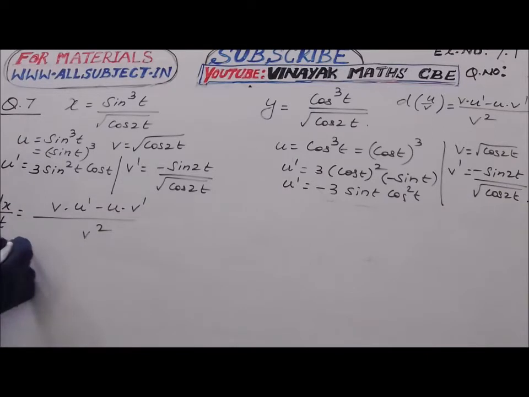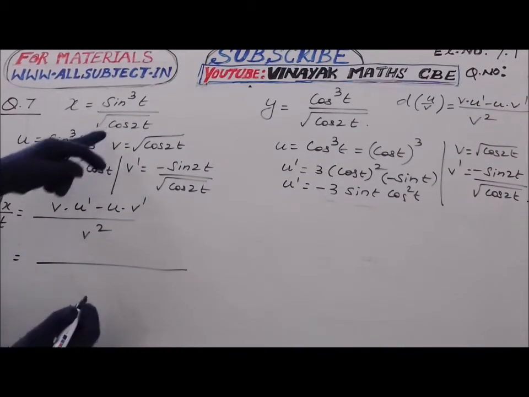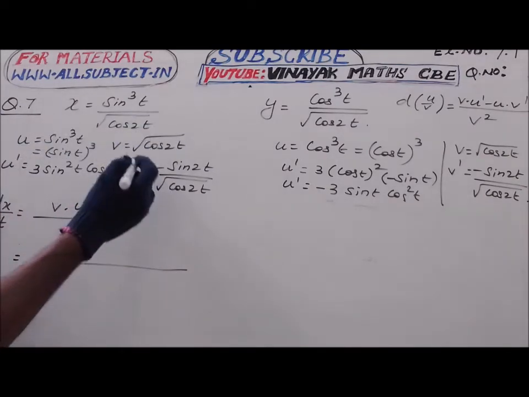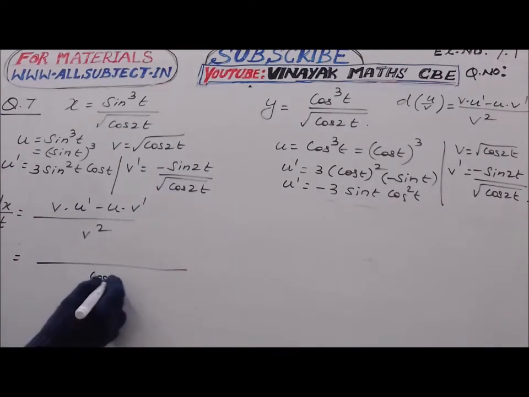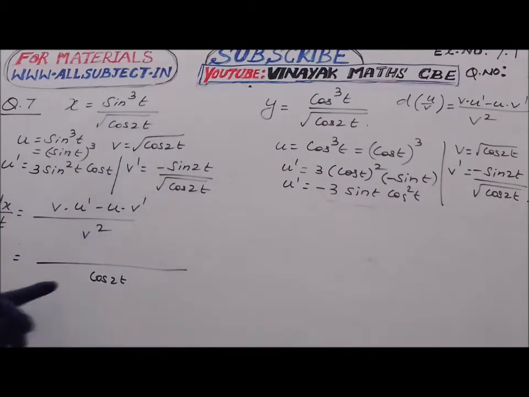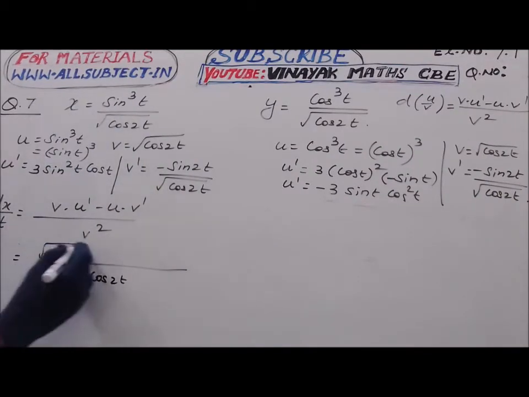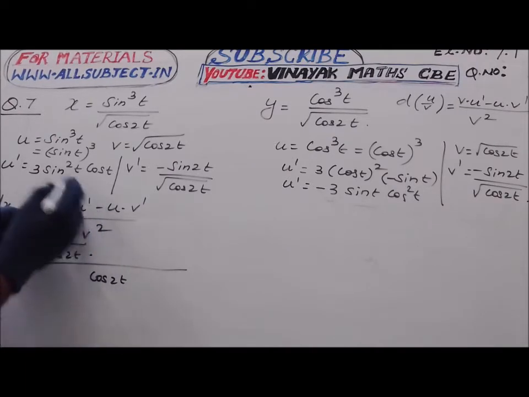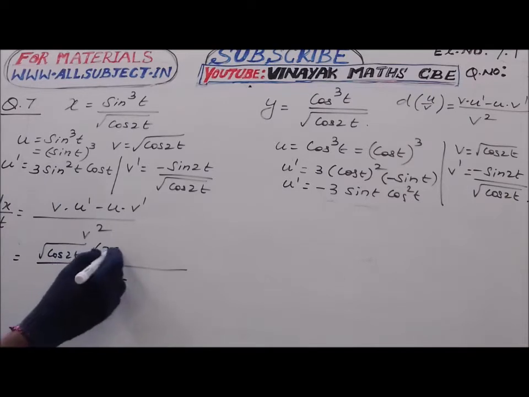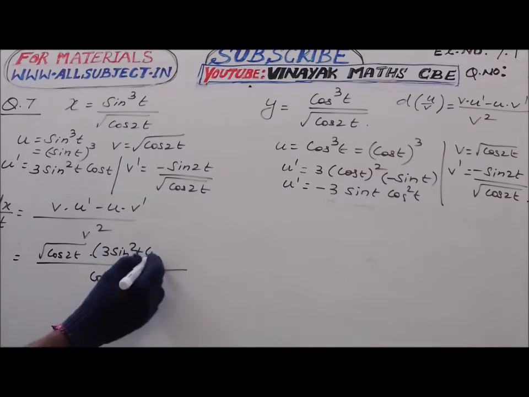Substituting in it, we can have dx by dt equal to v square. V square means root of cos 2t whole square. When we square it, the root gets cancelled, that is cos 2t. V is root of cos 2t. When we square it, the square root gets cancelled, remaining is cos 2t. V square is cos 2t. Then v into u dash. V is root of cos 2t into u dash. U dash is 3 sin square t cos t.